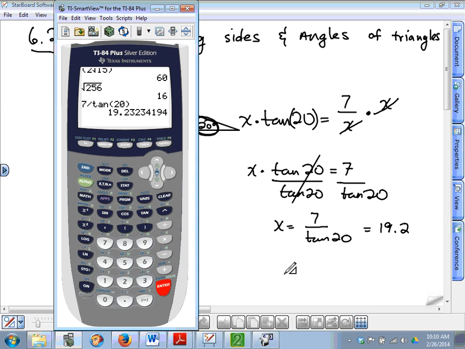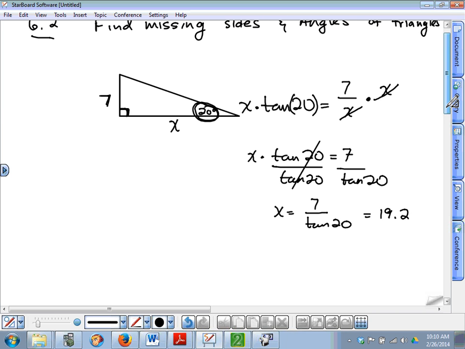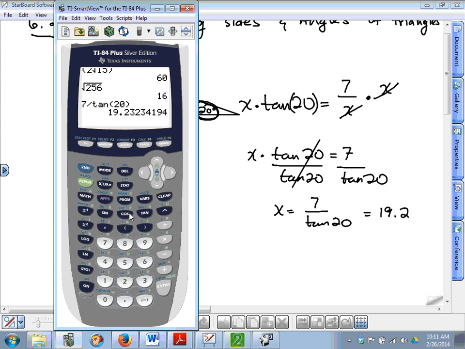I did it on my hand. I got 19.32. Which one are you supposed to switch it to? Degree mode. Should be in degree mode. The tangent button, they're right here in the middle.